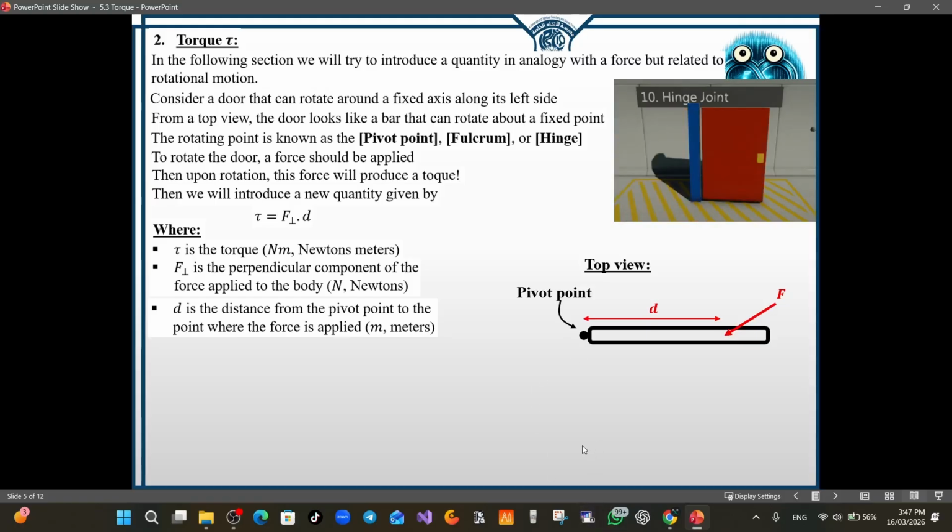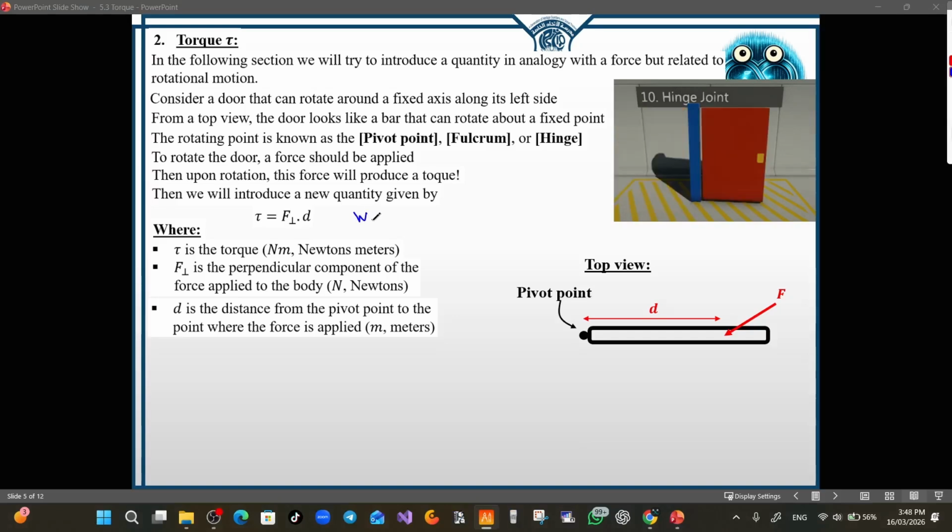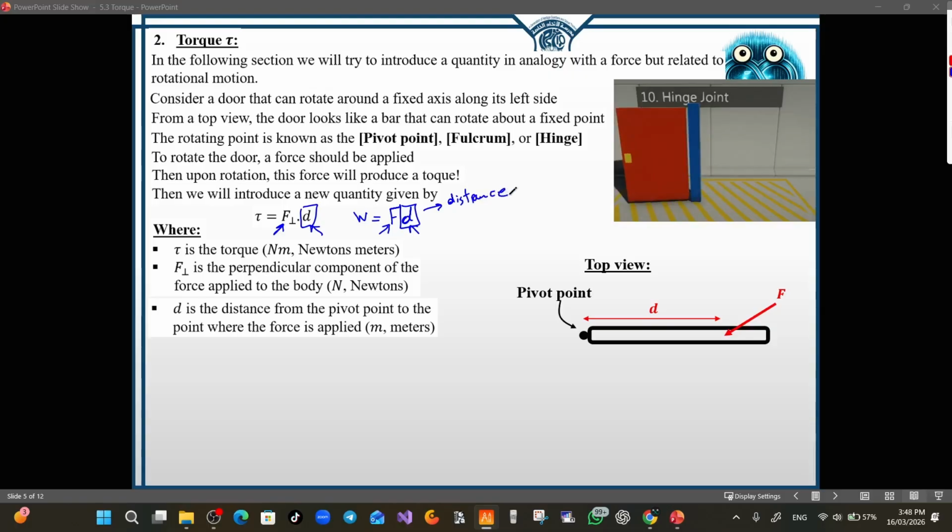Let me draw your attention to the fact that work is also written as force times distance or displacement. Although work results from the multiplication of force and distance, just as here, the meaning of the distance is different. In work, the distance is the displacement, so it is associated with translational motion, with a direction. The d here does not represent any translational motion. The d here represents the distance between the point of application of the force and the pivot.